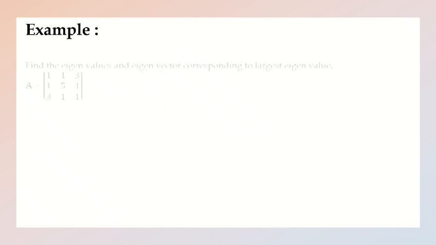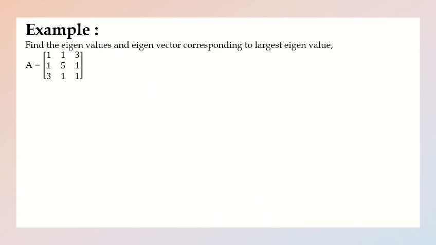Let us see now an example based on eigenvalues and eigenvector. Here, this example says that find the eigenvalues and eigenvector corresponding to the largest eigenvalue of a given matrix A. We will solve this and find the eigenvalues and eigenvector corresponding to highest eigenvalue.